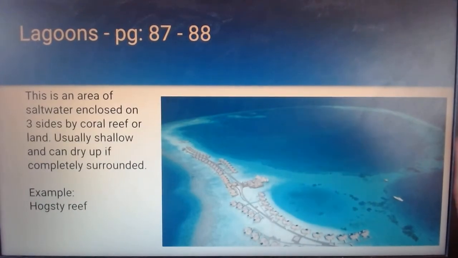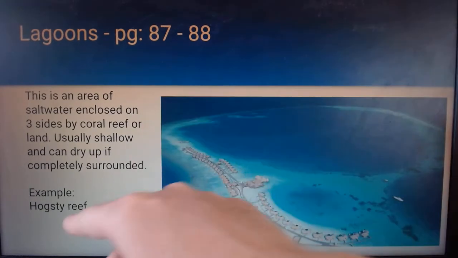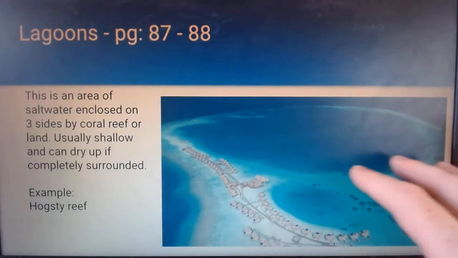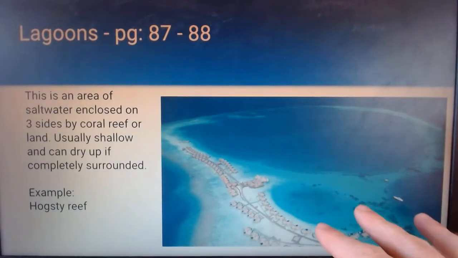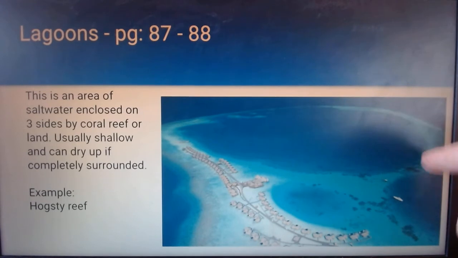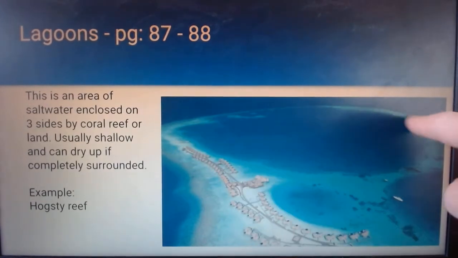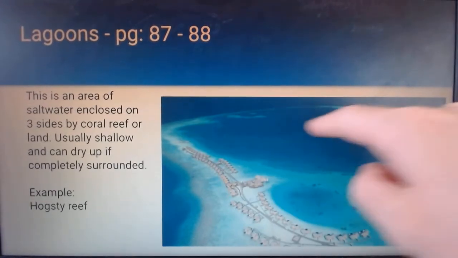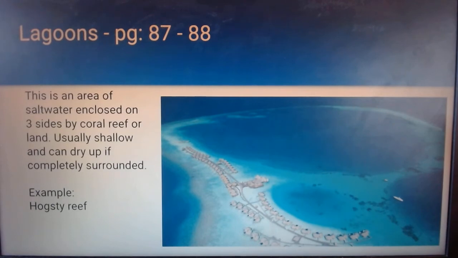We got our lagoons. Little definition for what a lagoon is. Hogstay Reef is an example. This isn't Hogstay Reef, this picture. Okay, this is in the Indian Ocean, other side of the world. But again, it's a horseshoe shape, goes nearly the whole way around, breaks the surface at some points. This is your lagoon in the middle. Okay, very shallow, calm water.